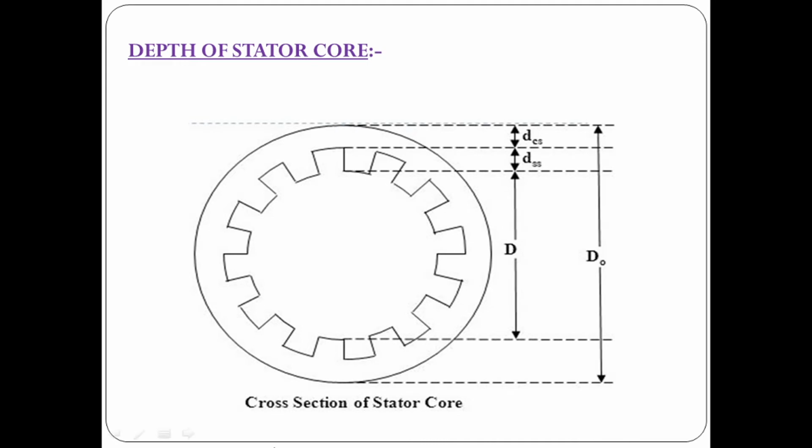With reference to this figure, you can see the cross section of the stator core. The distance between this point and this point is capital D, the diameter of the stator bore. These are all the slots present in the stator, 360 degrees around the stator, and inside the slots the conductors are placed. This is DSS, the depth of the slots, this is DCS, the depth of the stator core, and this is D naught, the overall diameter of the stator.